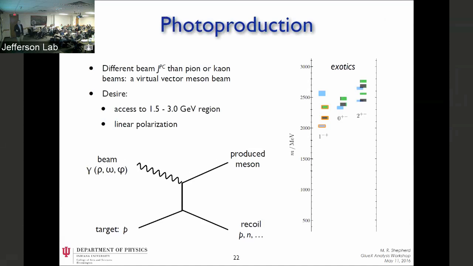And as I said, one of the interesting things about that is that it's a photon beam. So the JPC of the beam is different than that of pions or kaons. So it's not a meson beam. It doesn't have 0, minus, plus quantum numbers. It has 1, minus, minus quantum numbers. So the beam looks like a beam of rho mesons or omega mesons or phi mesons. It's interesting then to see what types of things you produce in that case.